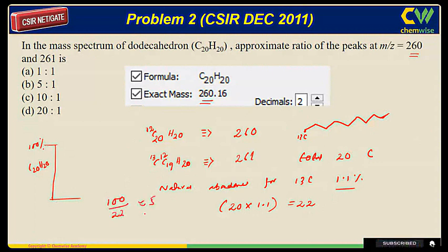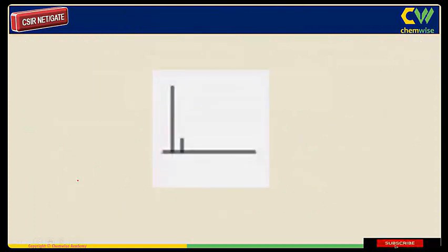Of course, that's why we are getting a ratio. If we think about m/z, let's say this is m/z, this is for 260, and here we will have almost these things, 261, and here this is for these things. So the ratio is 5:1. Here also I'm going to show you the data, so you could understand.